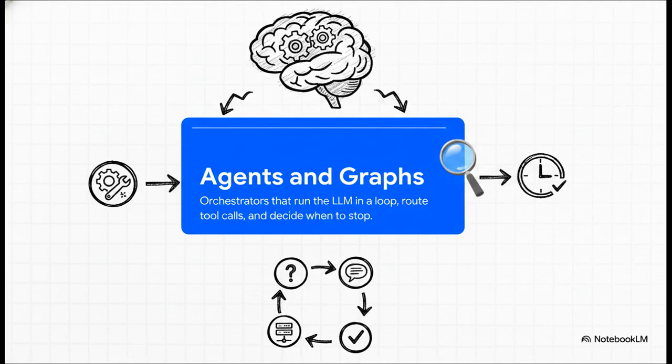And finally, our third primitive, agents and graphs. These are the orchestrators. They run the language model in a continuous loop, intelligently route those tool calls we just talked about, accumulate the state of your conversation, and ultimately decide when the task is actually finished. So instead of you having to hack together a manual while true loop with explicit termination logic, a helper like create agent packages the whole shebang into a neat state machine. It essentially remembers what just happened so it knows exactly what to do next.